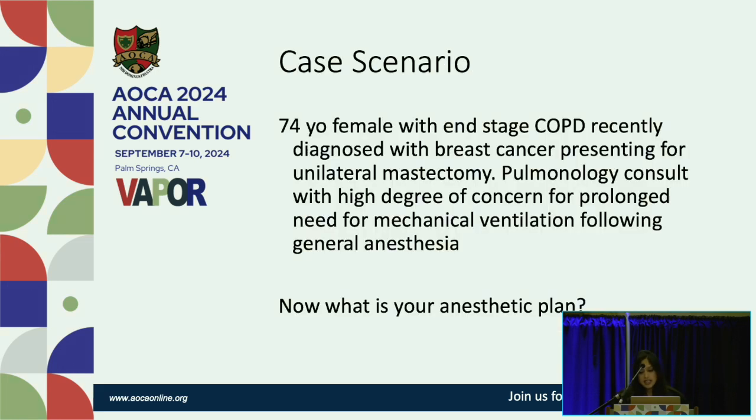So back to the case scenario. 74-year-old female with end-stage COPD, diagnosed with breast cancer, presenting for unilateral mastectomy. This was actually a patient of mine. The pulmonologist had written in the chart, if you intubate her, she will not get extubated. And literally those words. So we all met together with the surgeon and the patient and came up with a plan, decided to do a multi-level injection, a paravertebral injection at T2 and T4.